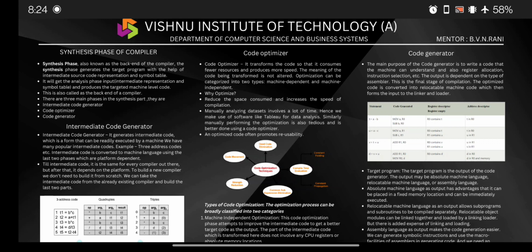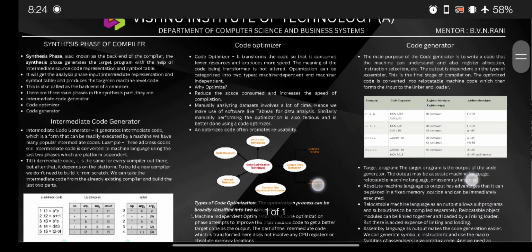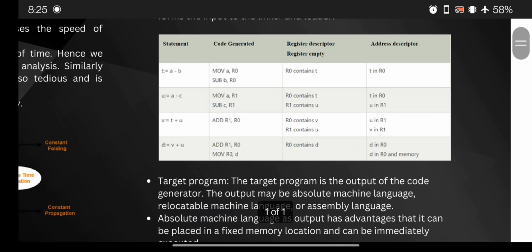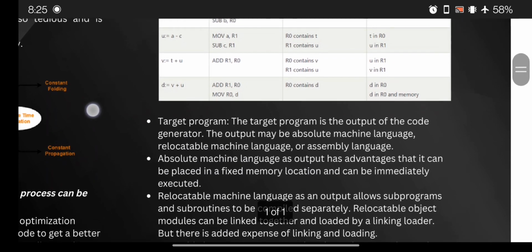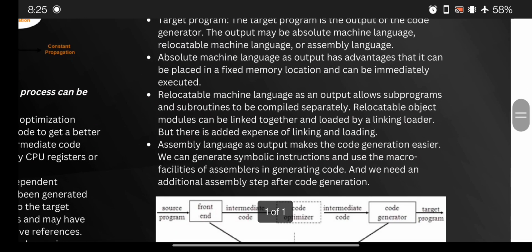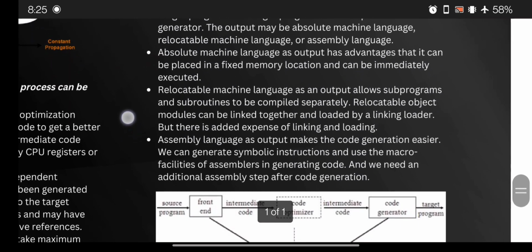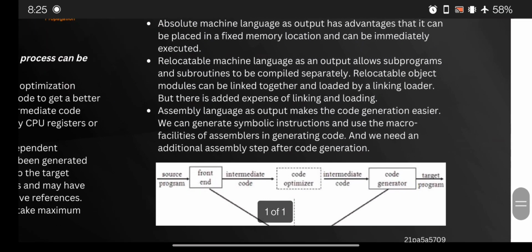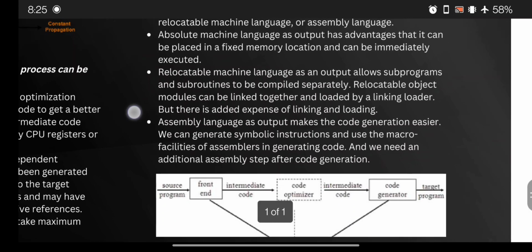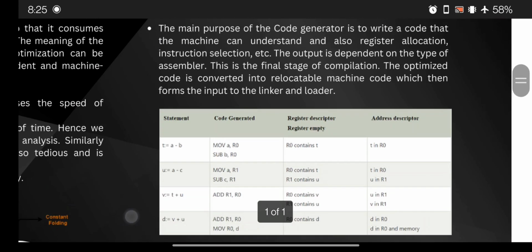Absolute machine language as output can be placed in a fixed memory location and can be immediately executed. Relocatable machine language as an output allows subprograms or subroutines to be compiled separately. And the final type, assembly language as output, makes the code generation easier. We can generate symbolic instructions and use the macro facilities of assembler to generate code. This is all about code generator.